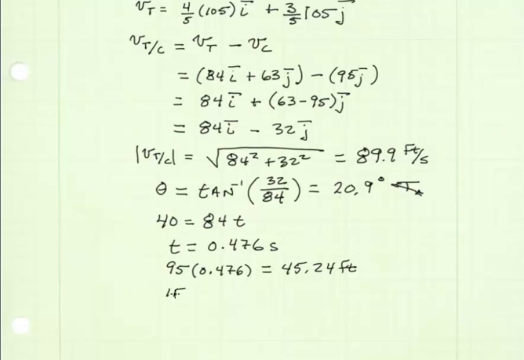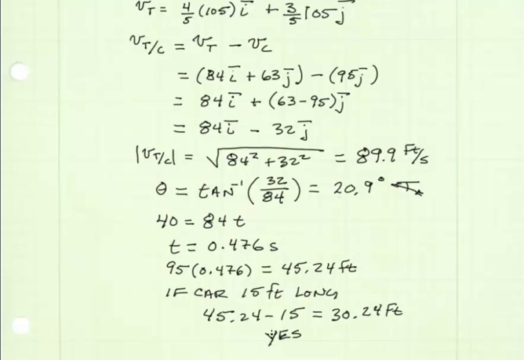If the car is 15 feet long, then the position of the back of the car is 30.24 feet, which means that, yes, the car does make it, but barely.